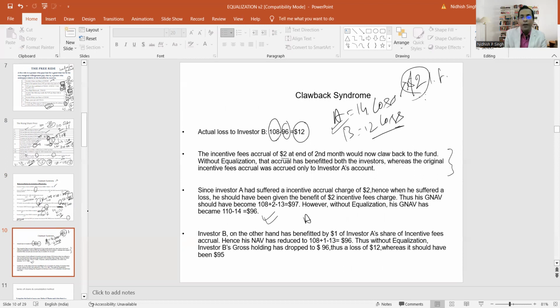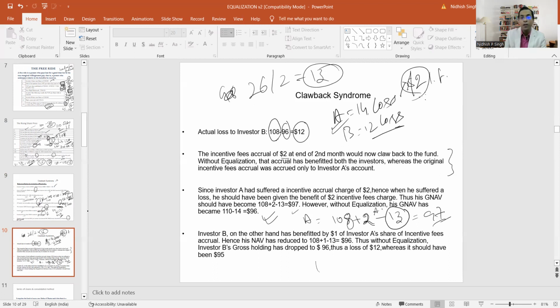So after adjustment, the GAV of A will become 97 because it will be 108 plus 2, which is the clawback, and A will receive that, minus 13, because this is the loss to each investor, because the overall loss is $26 divided by 2, $13 loss will accrue to each. So 108 is the original NAV, plus the incentive fee which was paid by poor investor A, and then adjusting $13 of loss, that will become $97.